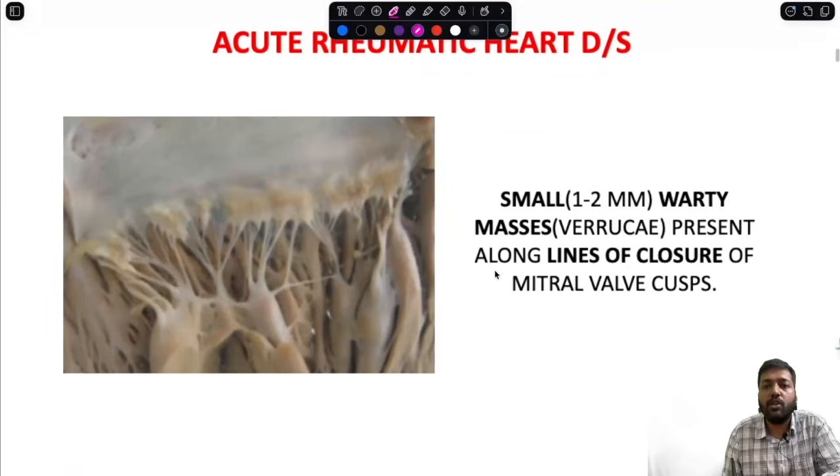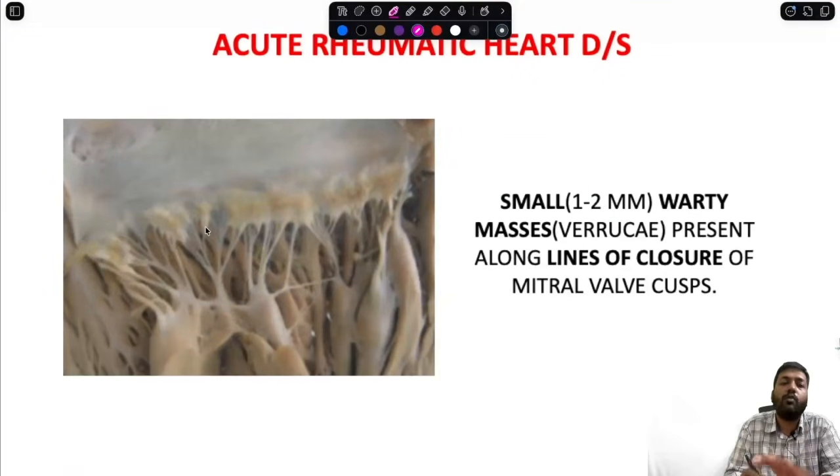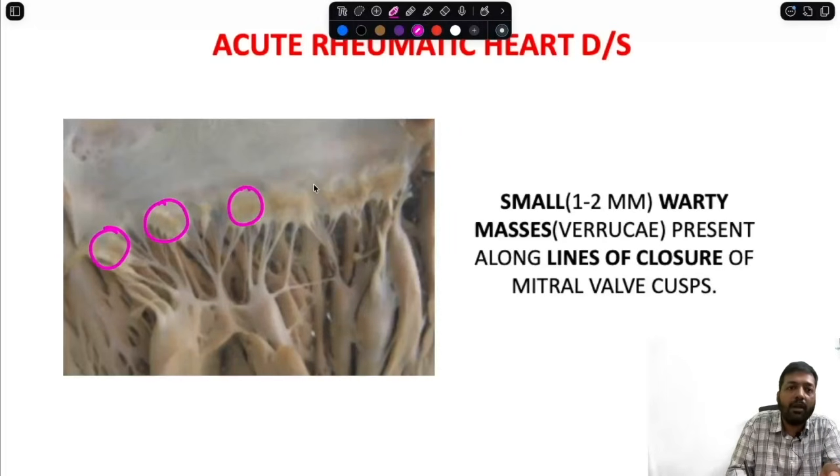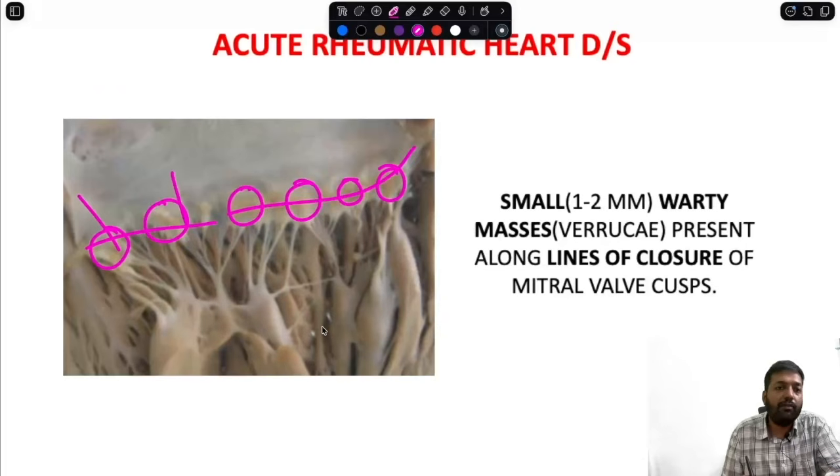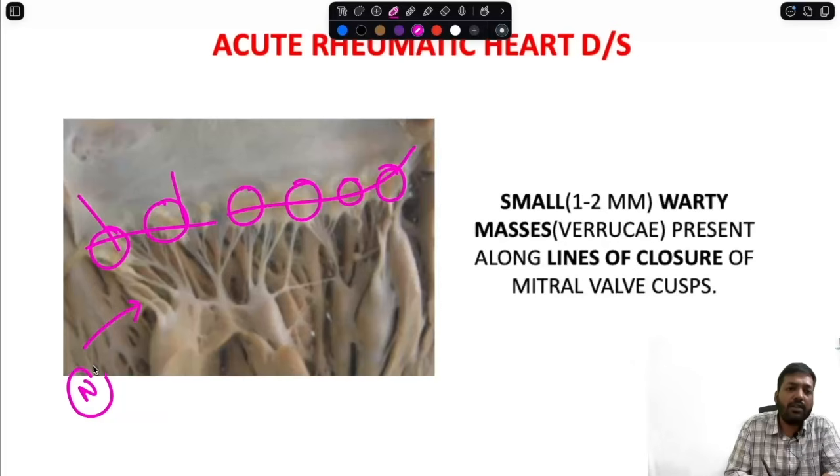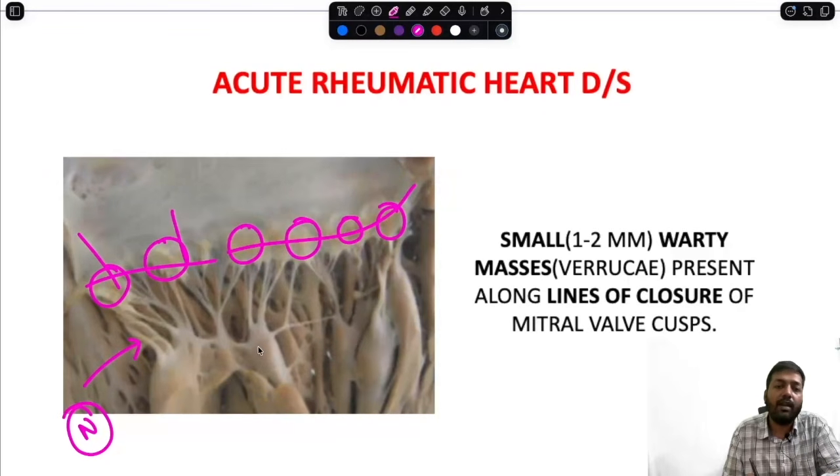As you can appreciate over here, this is the cut open section of the heart, wherein you can see multiple small 1 to 2 mm warty masses in the form of verrucae, present along the lines of closure. This is the line of closure of the mitral valve cusp. If you see the chordae tendineae, they look more or less normal. So we can see vegetation. So it is basically an acute rheumatic heart disease.